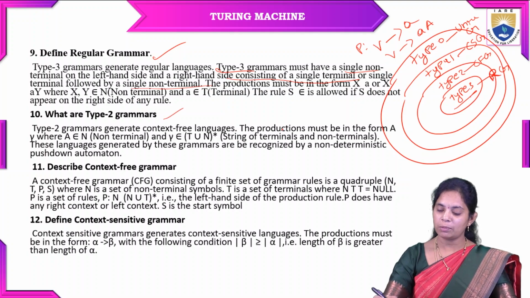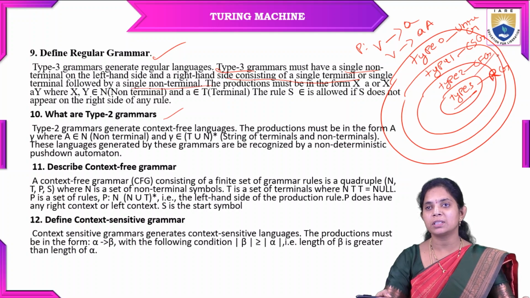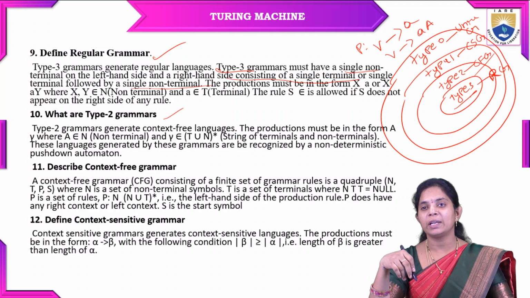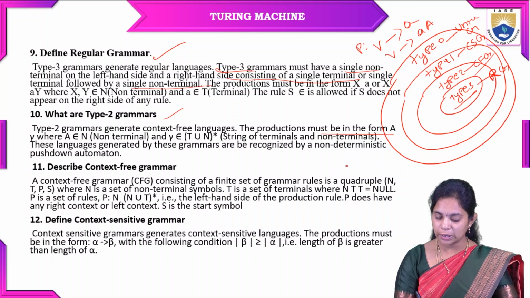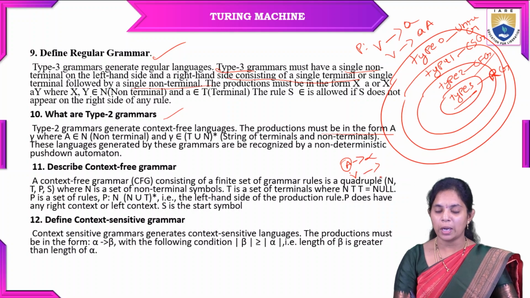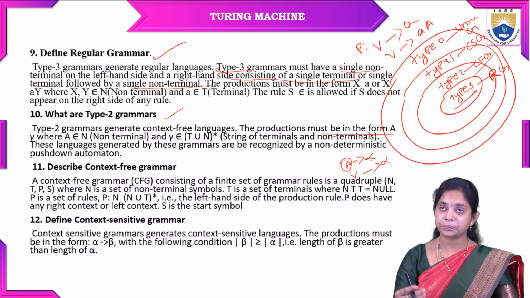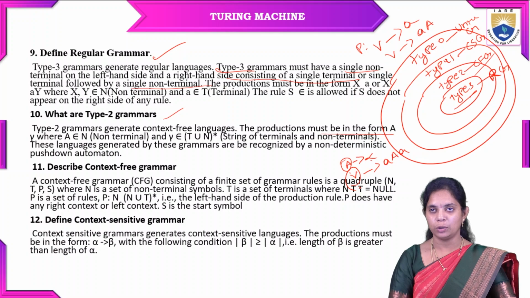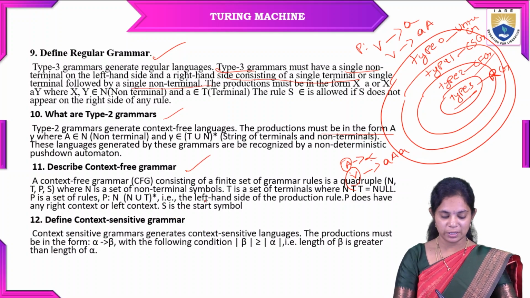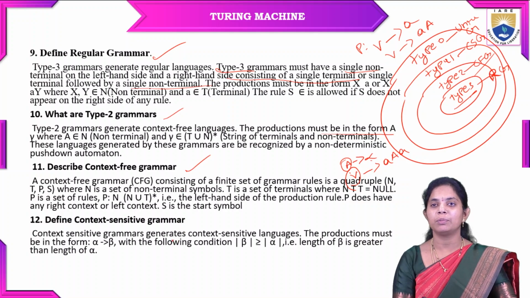Coming to the type 2 grammar, that is nothing but the context free grammar. Context free languages are generated by it, and the productions must be in the form A tends to alpha or lambda. Here the left hand side is a single non-terminal, and the right side is a combination of terminals and non-terminals. So we have this restriction in the type 2 grammar, the context free grammar: the left hand side has a single non-terminal. And describe the context free grammars: the context free grammars and type 2 grammars are the same.